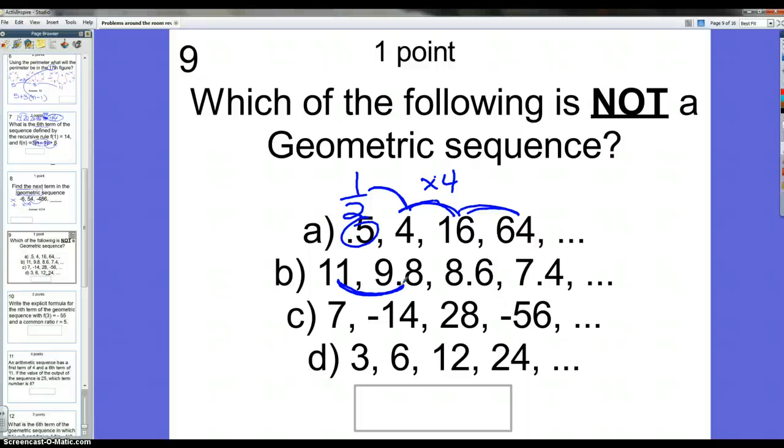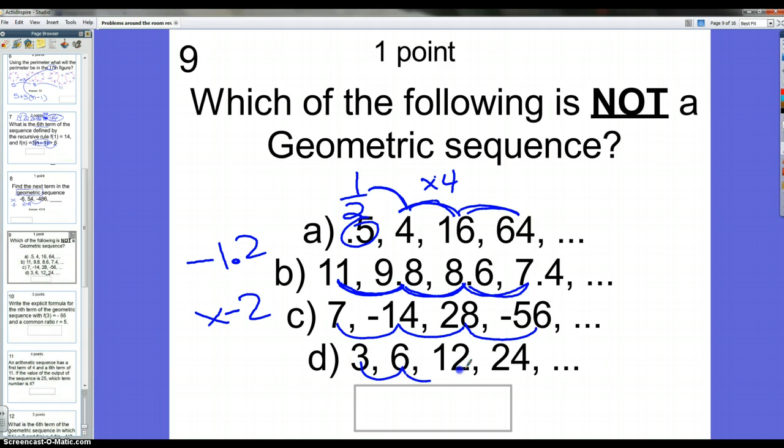Letter B, this one, it's actually taking away 1.2. And if you keep taking away 1.2, that's what we end up with here. Let's check these. That one is timesing, and it's doubling those numbers, so it's timesing a negative 2 on this one. And the last one is just doubling, which is timesing by 2. So the answer on this one is B, since that one is subtracting, and that's not geometric.